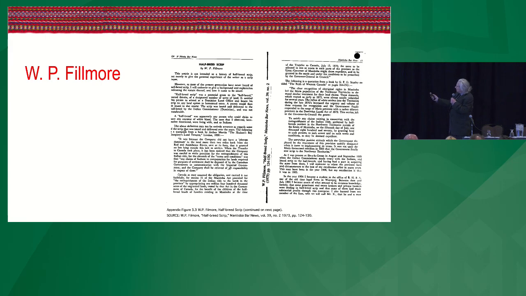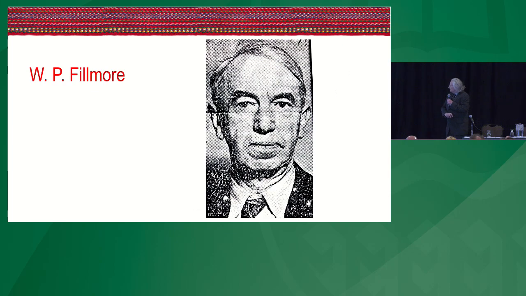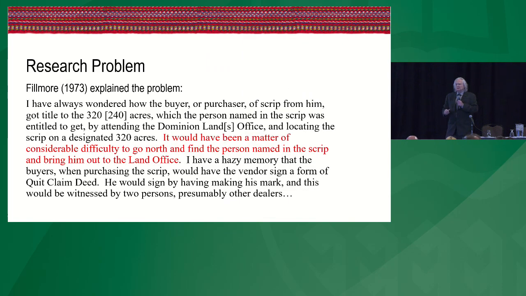Well, a good start is W.P. Fillmore's article in the Manitoba Bar News. He had been articling in about 1906 and went up to Ile-à-la-Crosse and bought scrip. Okay, so there's probably not many chances for articling students to go off and participate in the purchasing of scrip, but he did it. But it troubled him. Okay, so he's doing this in 1906 and he publishes it in 1973.